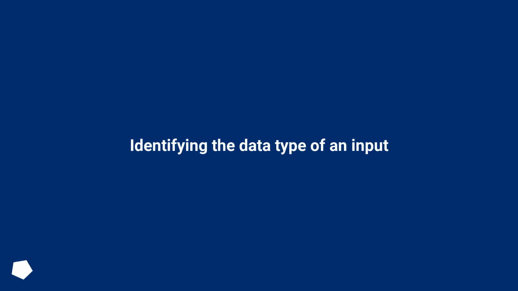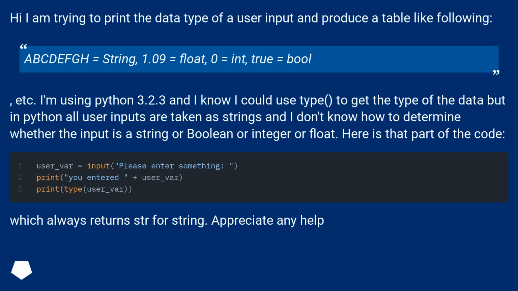Identifying the data type of an input. Hi, I am trying to print the data type of a user input and produce a table like the following. "abc" equals string, 1.09 equals float, 0 equals int, True equals bool, etc.